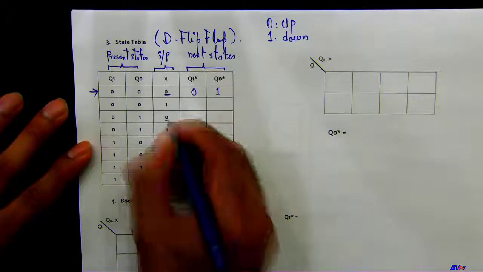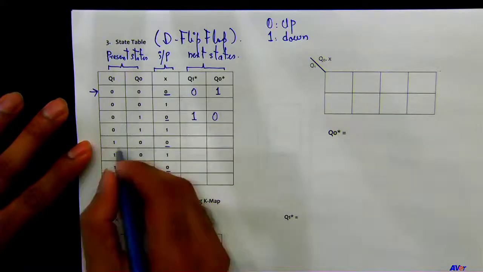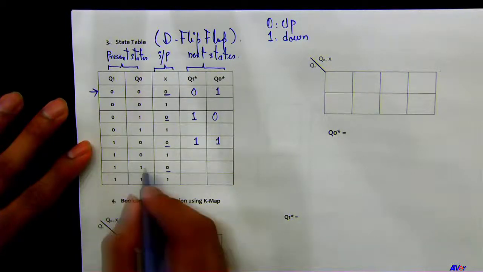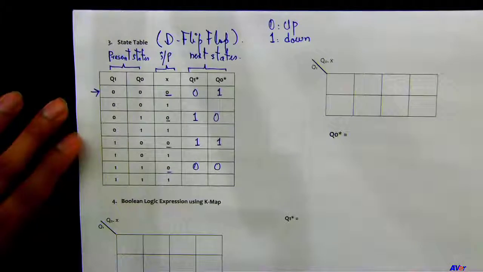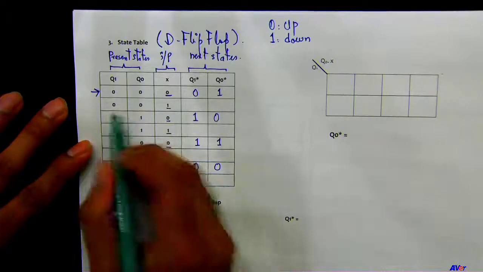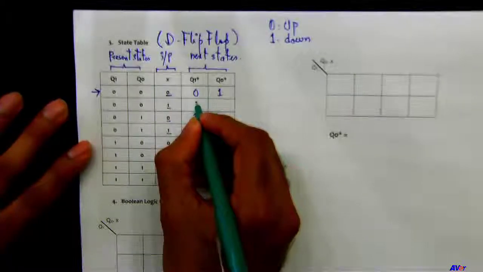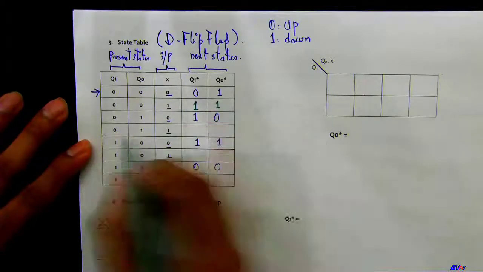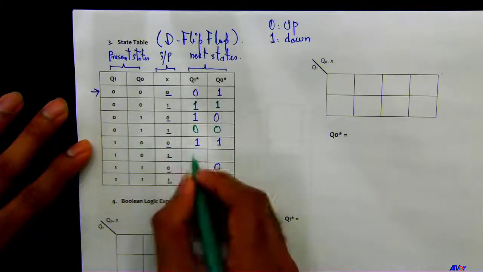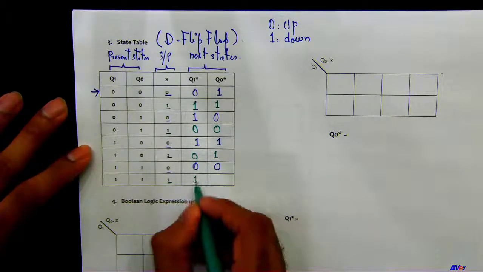Let's do all the ups first. So 0, 1 will go to 1, 0, 1, 0 will go to 1, 1, and 1, 1 will go to 0, 0. Let's do the downs, which are 1s. 0, 0. Next state will be 1, 1. Good. 0, 1. Next state will be 0, 0. 1, 0. Next state will be 0, 1. And then 1, 1. Next state will be 1, 0.